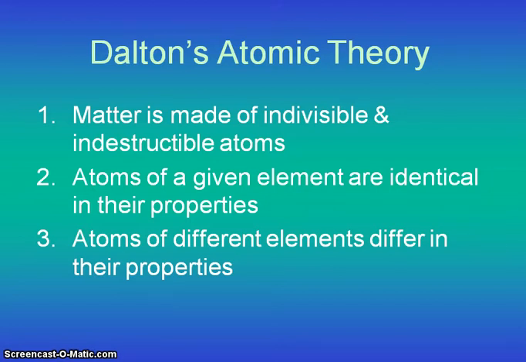So the first part of Dalton's theory is that matter is made of indivisible and indestructible atoms. The second part is that atoms of a given element are going to be identical in their properties. So any atom of oxygen is going to be similar to any other atom of oxygen. And then number 3 kind of goes with that. Atoms of different elements differ in their properties. So oxygen is going to have different properties than sulfur. Sulfur is going to have different properties than hydrogen.